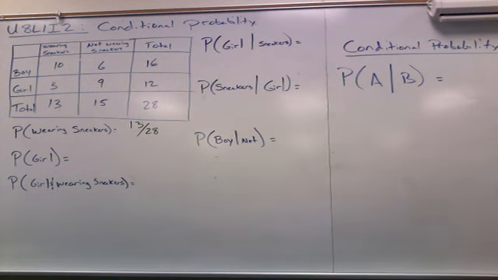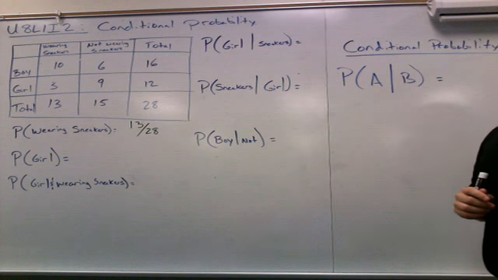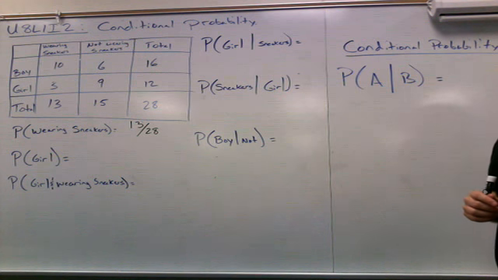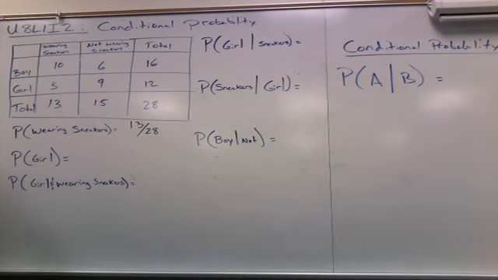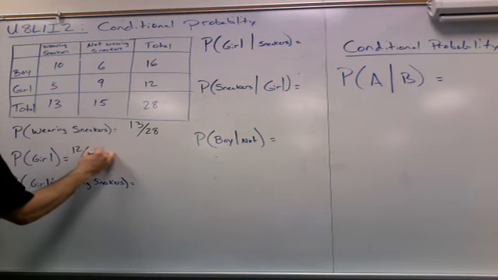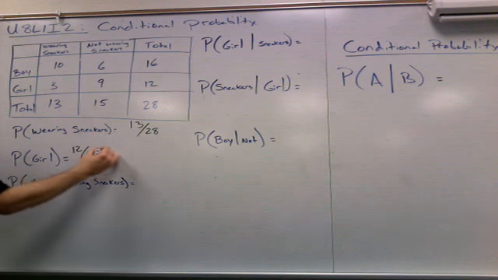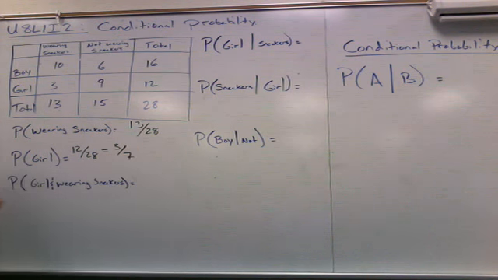Probability of a girl. What's the probability that someone is a girl? 12 out of 28. Okay. All right. So the total number of girls is 12 over 28. Good. You want us to reduce? Yes, if you can reduce, please reduce.